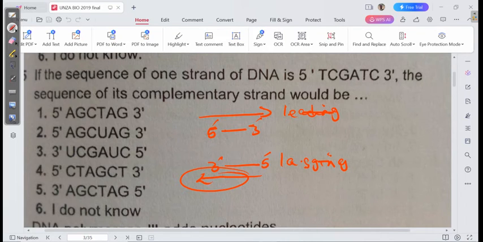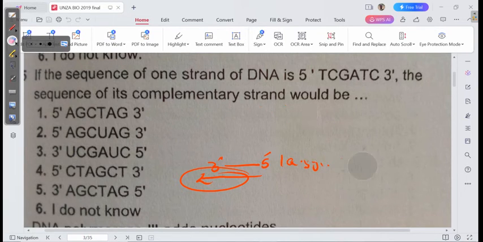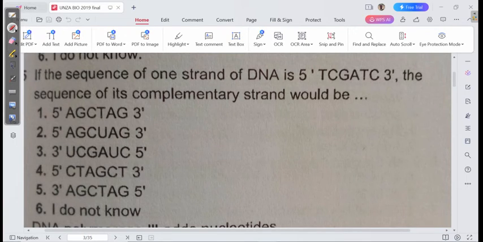If the sequence of one strand of DNA is 5' end, those bases, to 3' end, the sequence of the complementary strand would be... So you know to say that DNA is a double helical molecule. So if one strand of DNA has got this direction and those bases, what would be the complementary strand to this one here? So let's find our own answer here. What would be the direction?